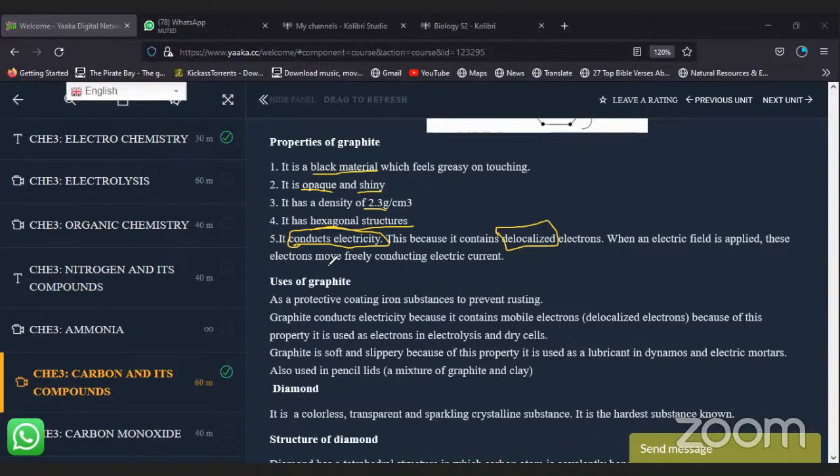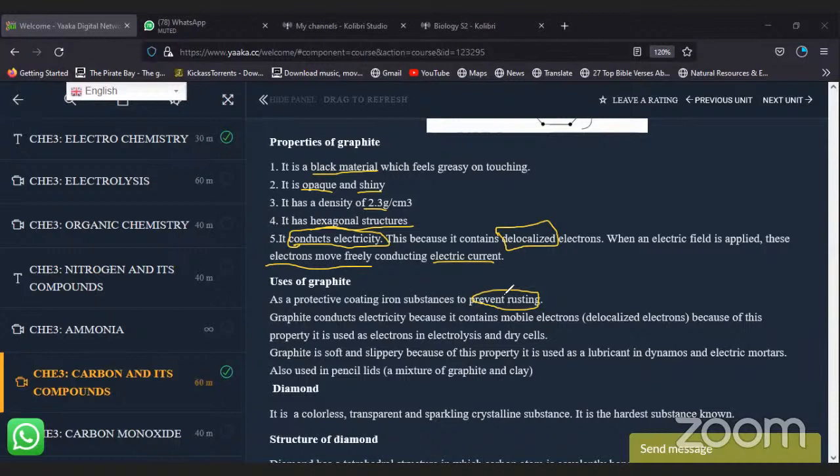So that is it. These electrons are able to move freely in order to conduct electric current. I think that is the most important property of graphite, because we'll look at the uses and see. The uses of graphite: we have it used as a protective coating on iron substances to prevent rusting. It can be used to prevent rusting because we said it is greasy and soft. So they just coat those iron metals with graphite to make sure that rust doesn't occur.